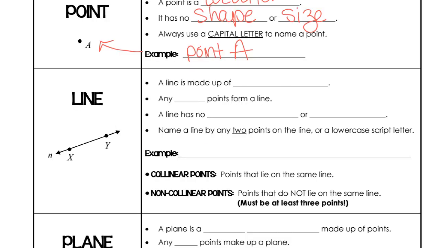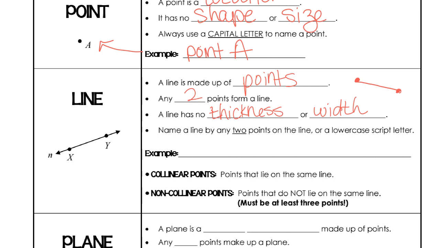All right, now a line is made up of points. And any 2 points can form a line. Okay, so remember, again, all it takes is 2 points. If you could put 2 points anywhere, it doesn't matter where, you can always connect them. So again, any 2 points form a line. And also, a line has no thickness or width.